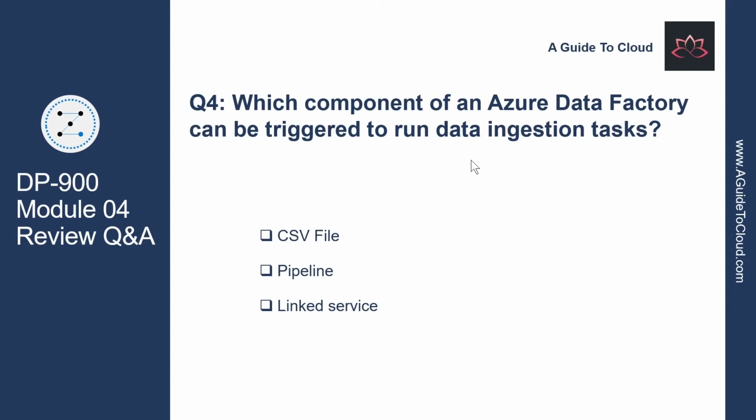Which component of an Azure Data Factory can be triggered to run data ingestion task? It's definitely not CSV and linked service. So the correct answer is pipeline. Pipelines can be triggered to run activities for ingesting data.